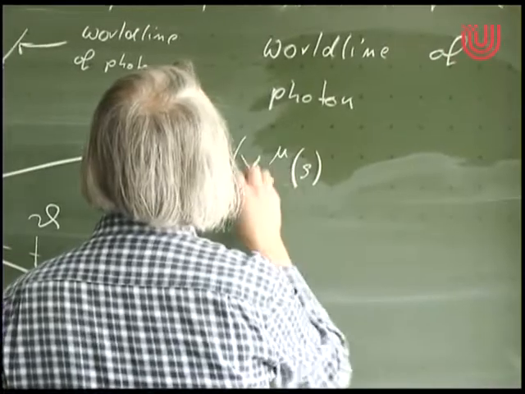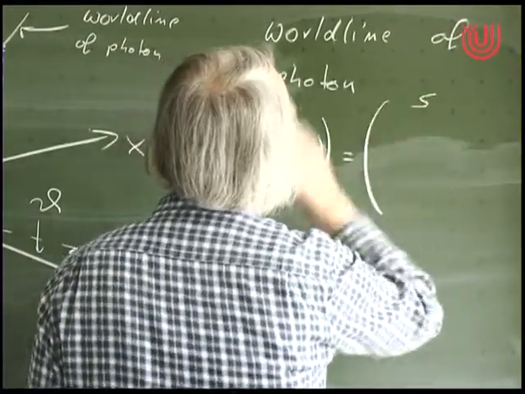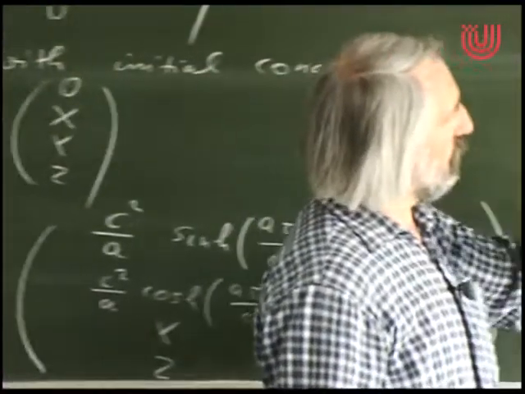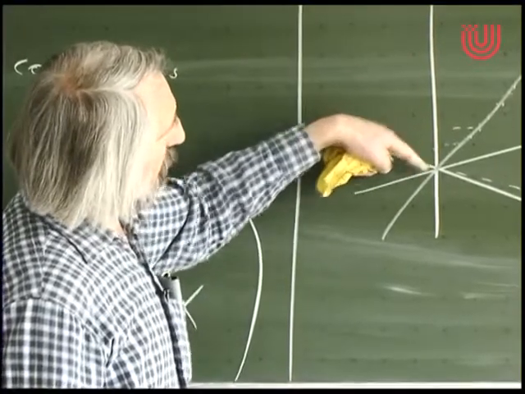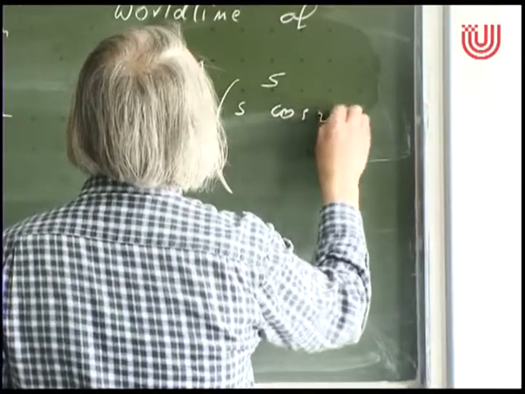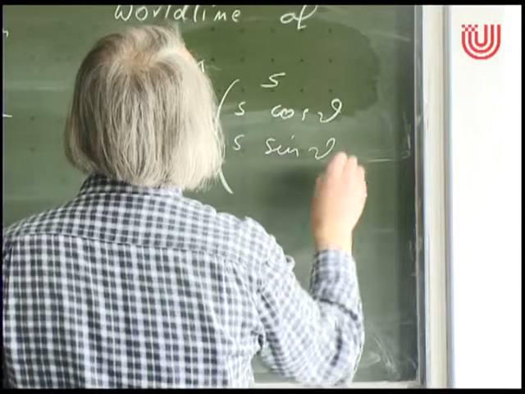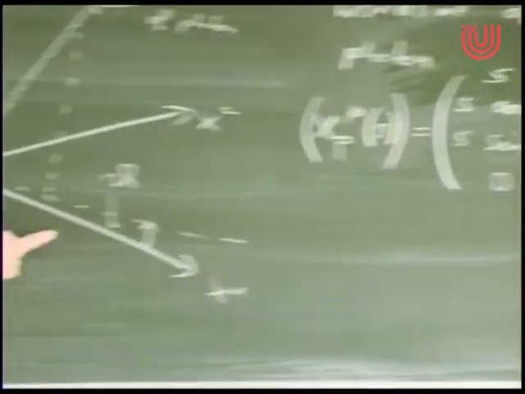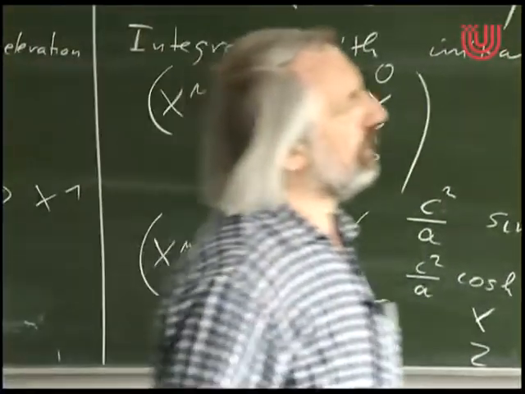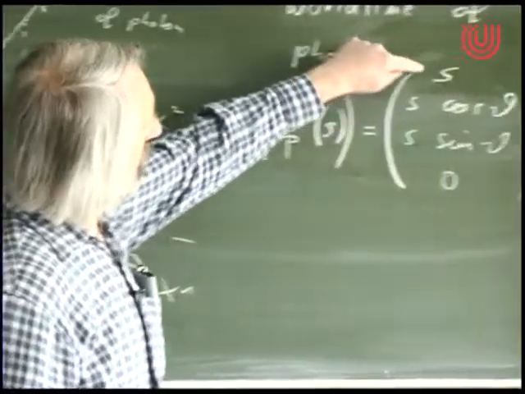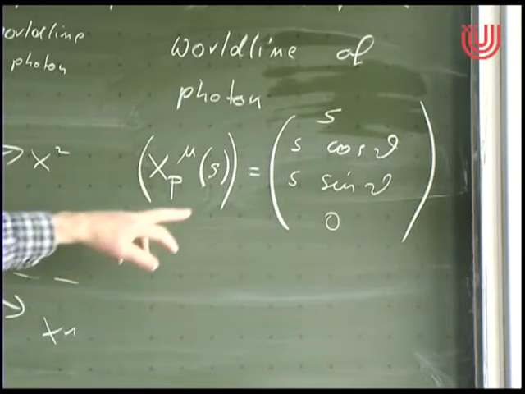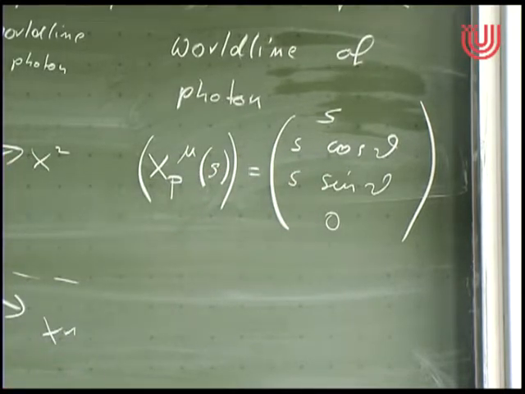And it will depend on a parameter I call s. And I choose my s such that it is just the x0 coordinate. And then I can read from the picture how the other coordinates read. So the thing must go under 45 degrees. So obviously, I should have here s, s times cosine of theta, and here s sine of theta, 0. Is this in agreement with this picture? The theta is, yes, this angle, I think that's true. This goes under 45 degrees because I have here the same s, and the angle with respect to the x1 axis is given by this angle theta. So that's the formula for the world line.